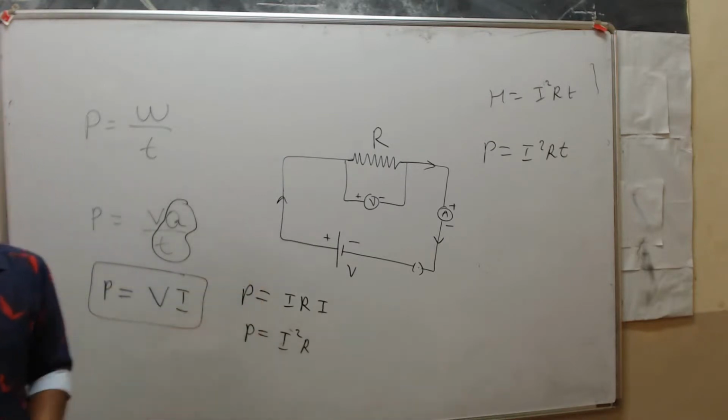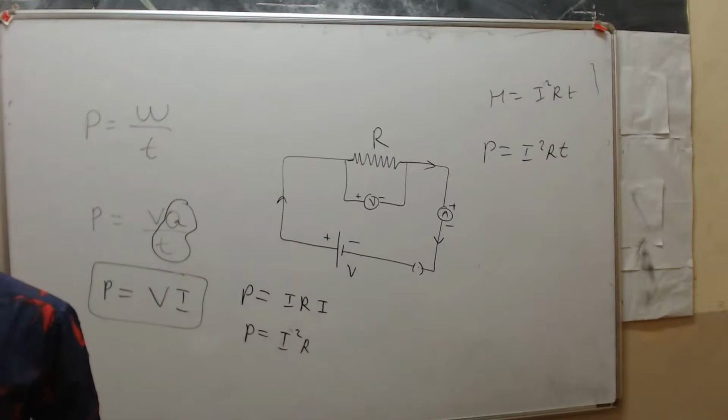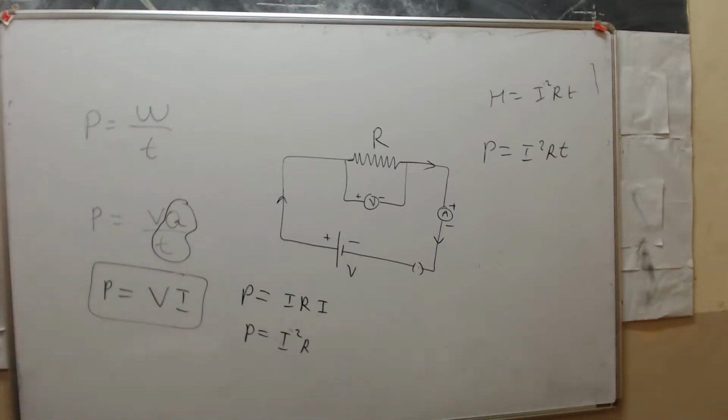So now we got P equal to I square into R into T, but we need H equal to I square into R into T. Yes, how to write it? Think. So tell me what is the answer?